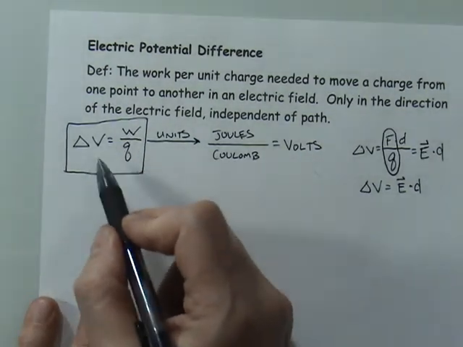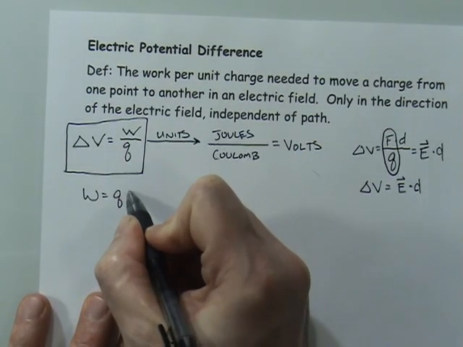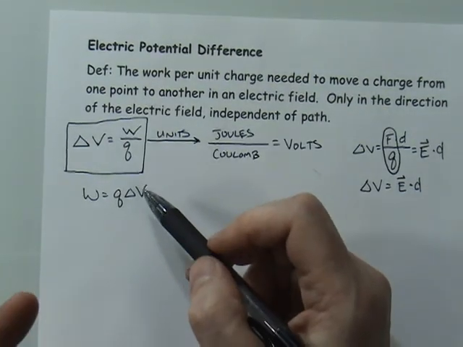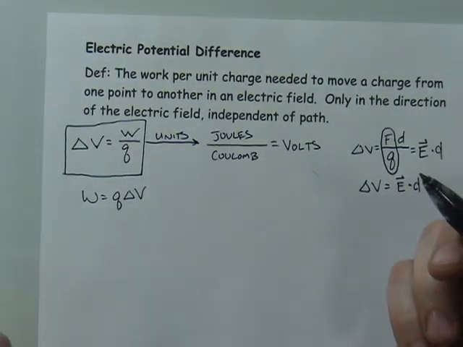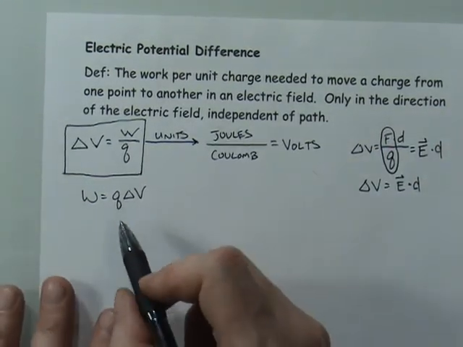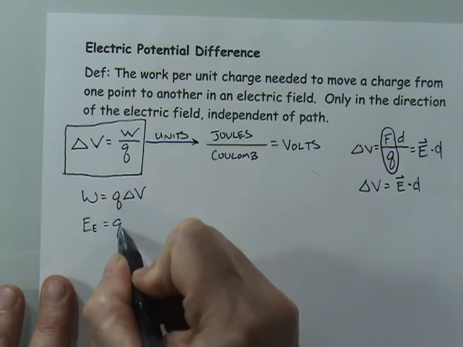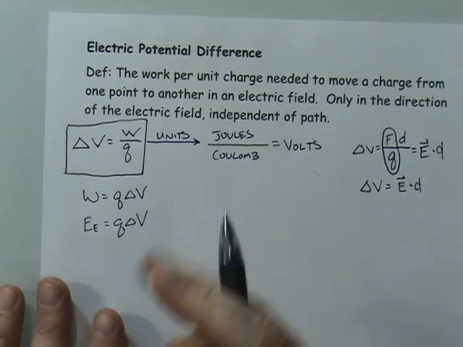So I'm going to rewrite this equation as W is equal to Q times delta V. Now all I did was solve for W. I didn't do anything new. It's not a new equation. It's exactly the same equation, but I've solved it for W. Now I'm going to rewrite that equation as E for electrical energy is equal to Q times delta V.